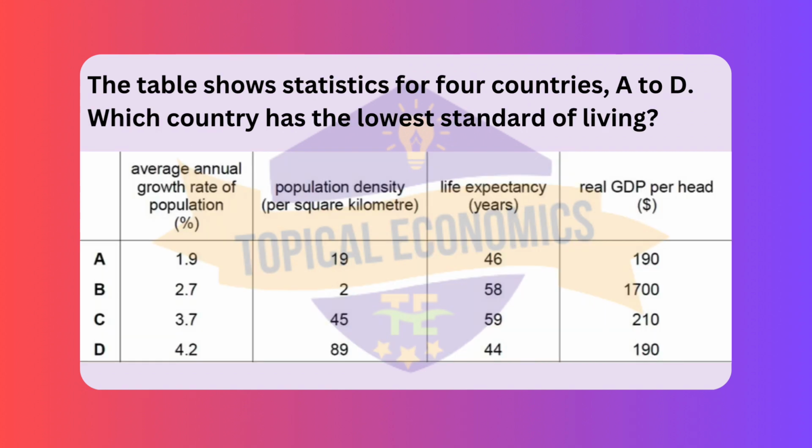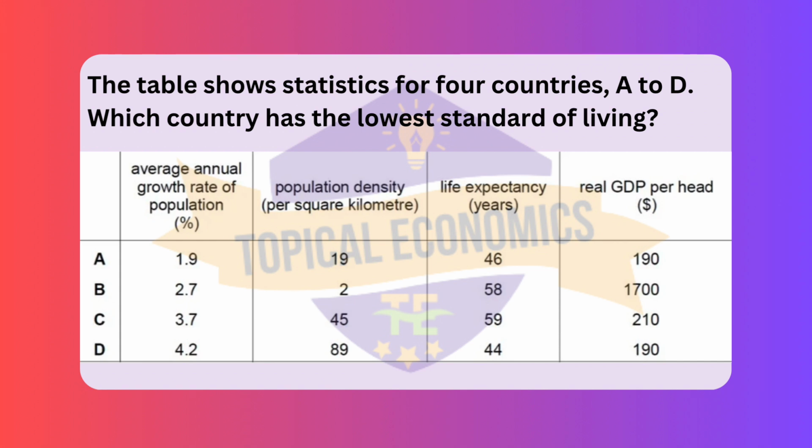Moving to the fifth question. The table shows statistics for 4 countries, A to D. Which country has the lowest standard of living? This question is from year 2021 October-November version 1. The correct answer for this question is option D.